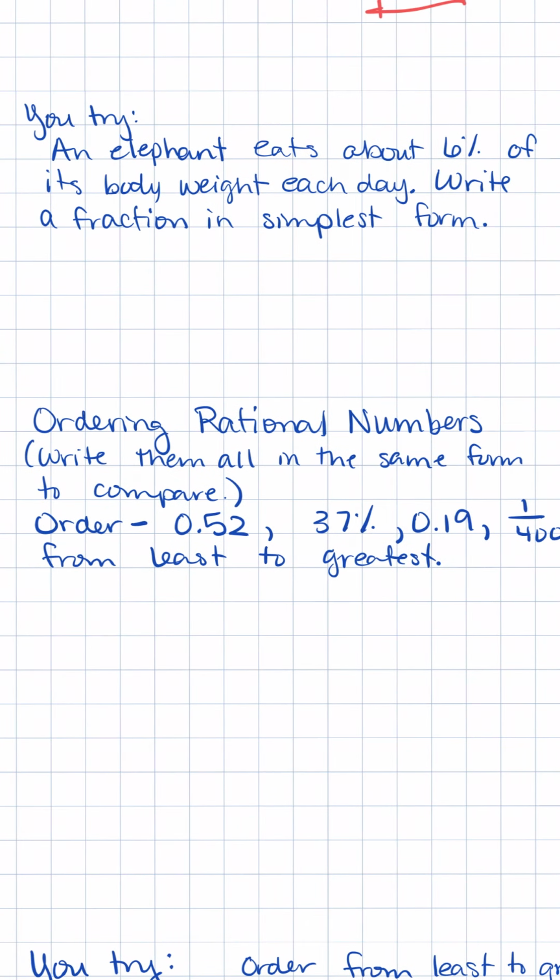An elephant eats 6% of its body weight each day. Write a fraction in simplest form. So go ahead, put it over 100 and then simplify. Press pause, come back to me when you're done. You should have got 3/50. 3 out of 50. That is the fraction in our lowest terms.